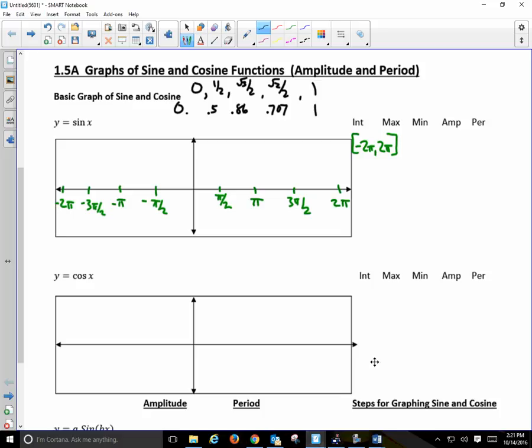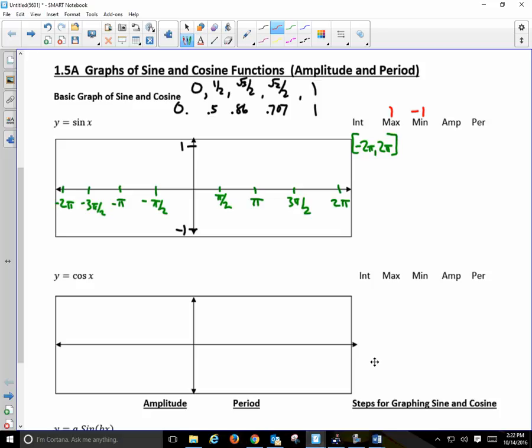So what was the largest value that sine was able to be? 1. Anybody know what the smallest value is that sine can be? Remember, sine can also be negative, so therefore, negative 1. And now we're basically done. Our maximum value is 1. Our minimum value is negative 1. We'll talk about amplitude and period here in a second.